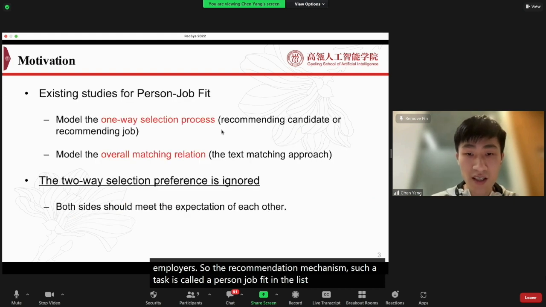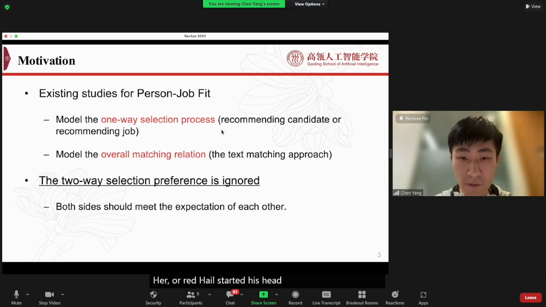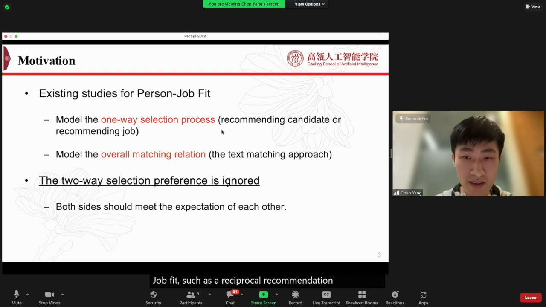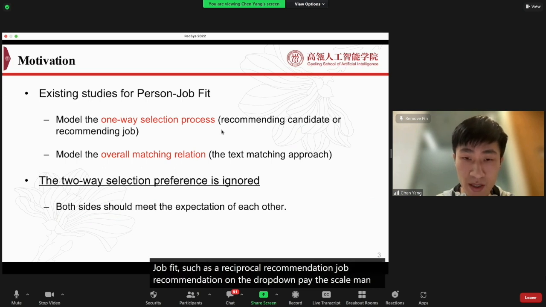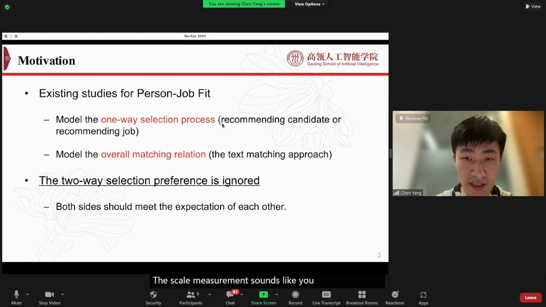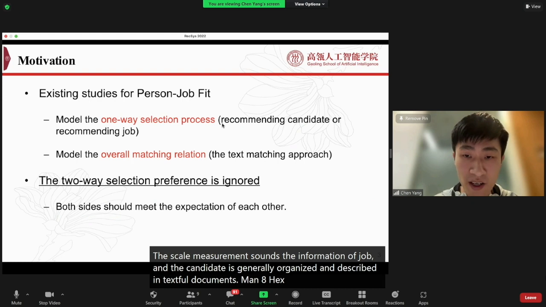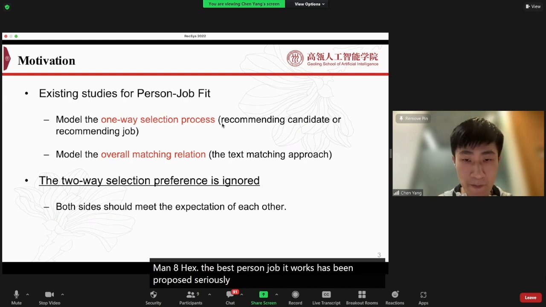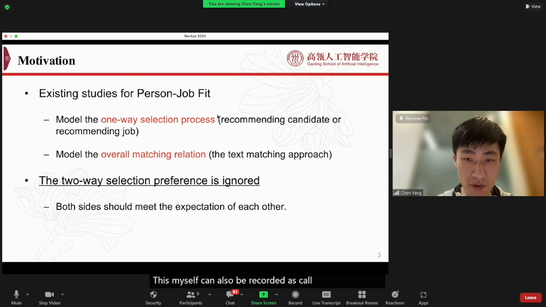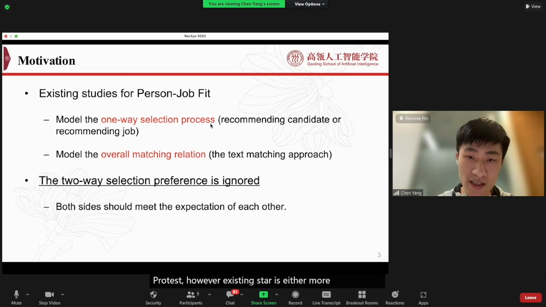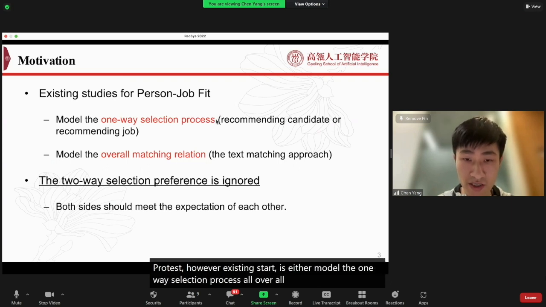In the literature, a variety of studies have been conducted for person-job fit, such as reciprocal recommendation, job recommendation, and job-oriented skill measurement. Since the information of job and candidate is usually organized and described in textual documents, many text-based person-job fit works have been proposed in recent years. They learn matching functions by modeling the textual semantics. This method can also be regarded as content-based reciprocal recommendation approaches. However, existing studies either model the one-way selection process or overall matching relation.